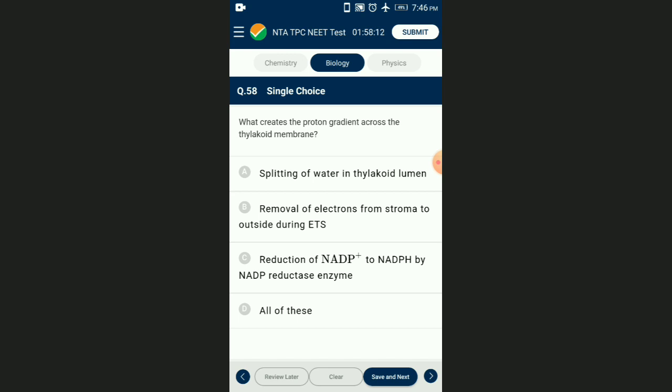Chemiosmosis is the process of moving protons across the membrane resulting in the generation of an electrochemical gradient that can be used to drive ATP synthesis. So the answer is option D. All of the statements create the proton gradient across the thylakoid membrane.